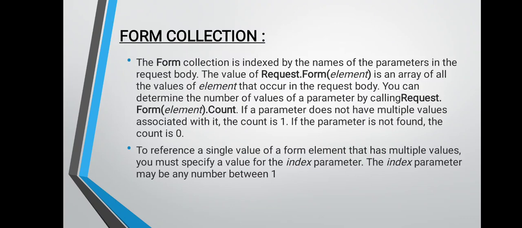Form collection. The Form collection is indexed by the name of the parameters in the request body. The value of Request.Form(element) is an array of all the values of the element that occur in the request body. You can determine the number of values of a parameter by calling Request.Form(element).Count. If a parameter does not have multiple values associated with it, the count is 1. If the parameter is not found, the count is 0.